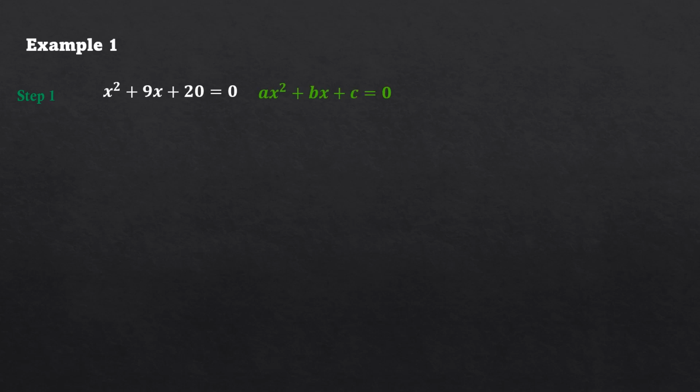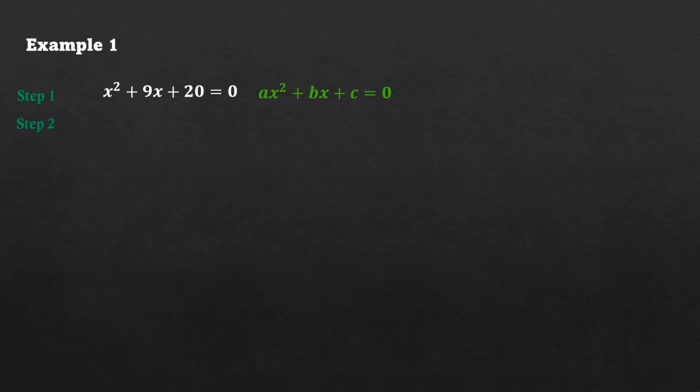Let us have example number 1. The given quadratic equation is x squared plus 9x plus 20 is equal to 0. We will apply the steps that I showed earlier. For step number 1, transform the quadratic equation into standard form if necessary. The standard form of a quadratic equation is ax squared plus bx plus c is equal to 0. Based on the given quadratic equation, it is already in standard form.